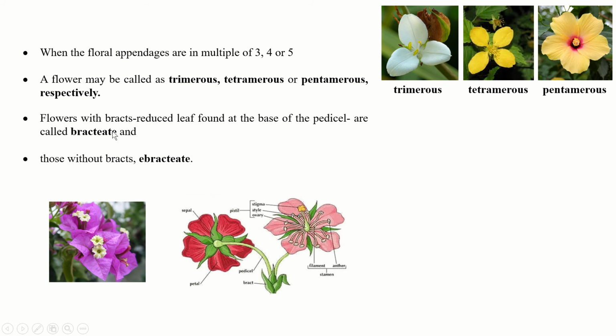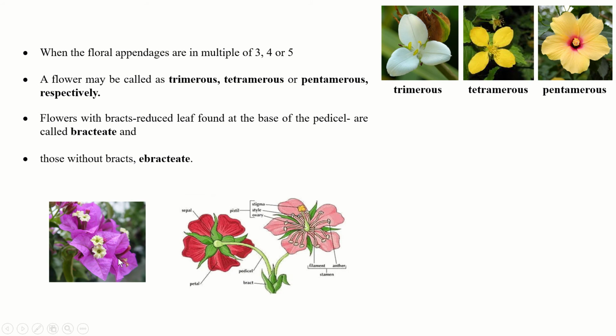Now flowers are again further classified as bracteate and ebracteate based on the presence or absence of bracts. Flowers with bracts, reduced leaves found at the base of the pedicel, are called bracteate flowers. Now you can see this is the pedicel, and at the base you will find a small leaf-like structure, and that is called the bracts. Such flowers are called bracteate flowers.